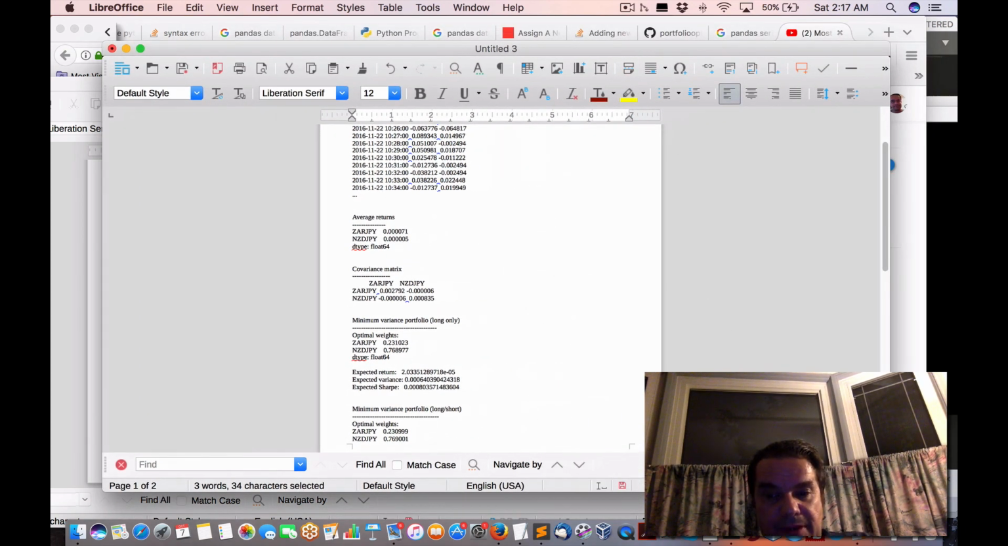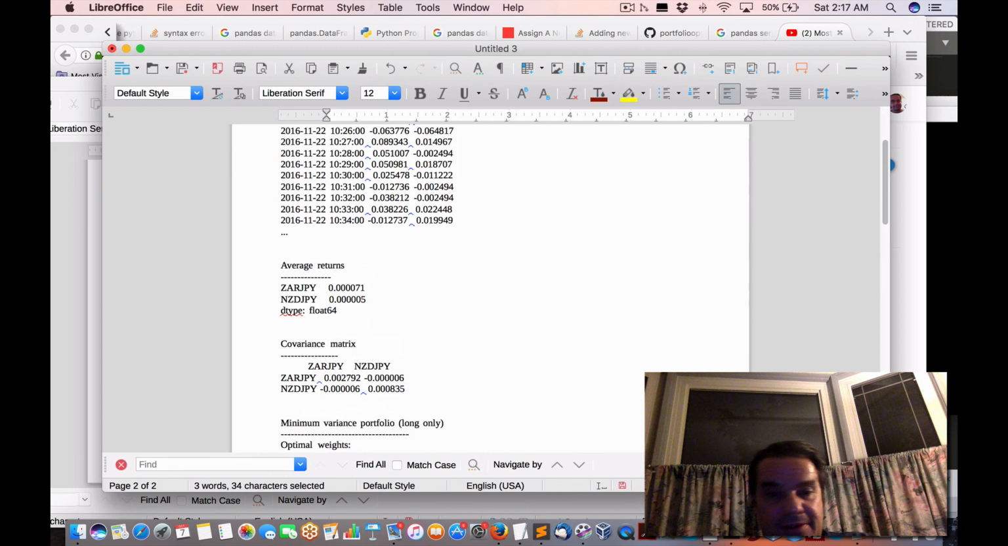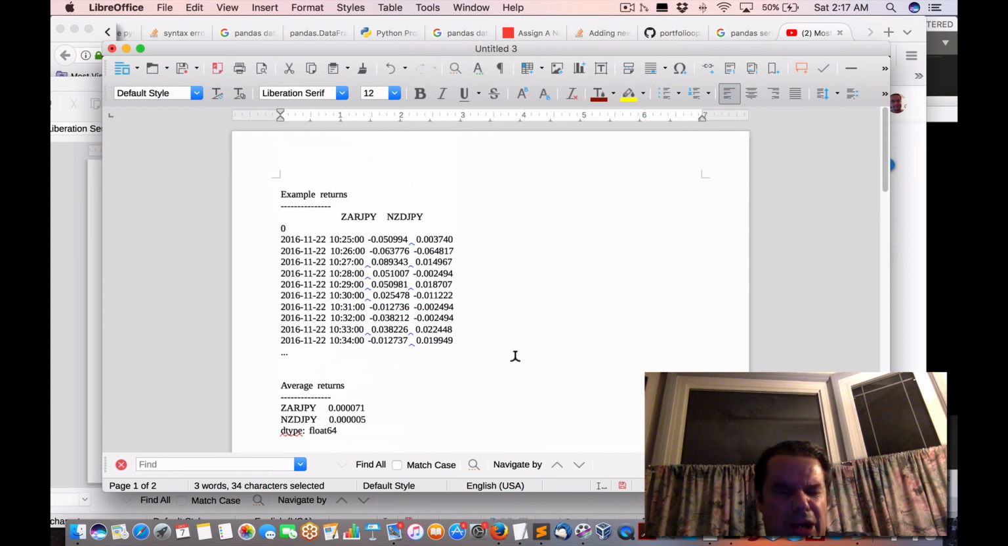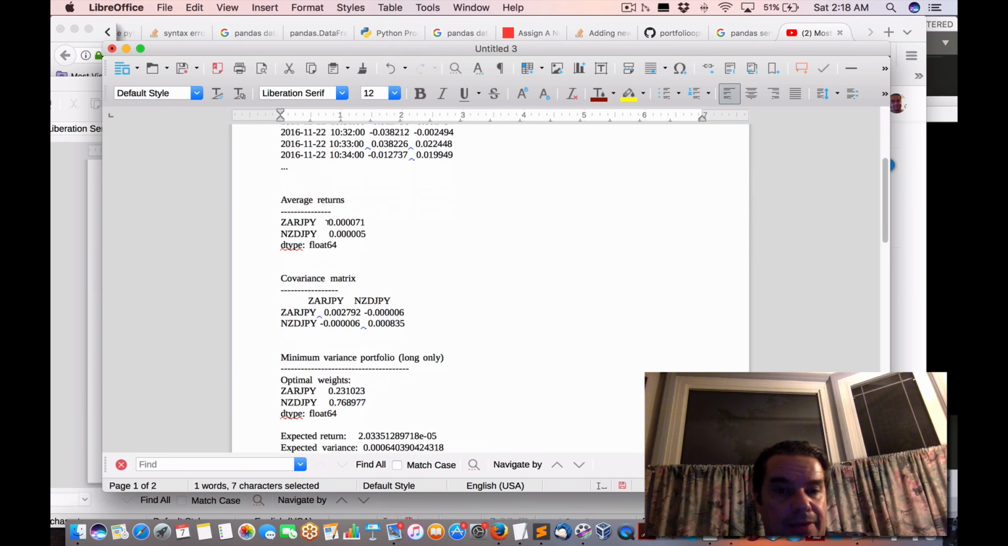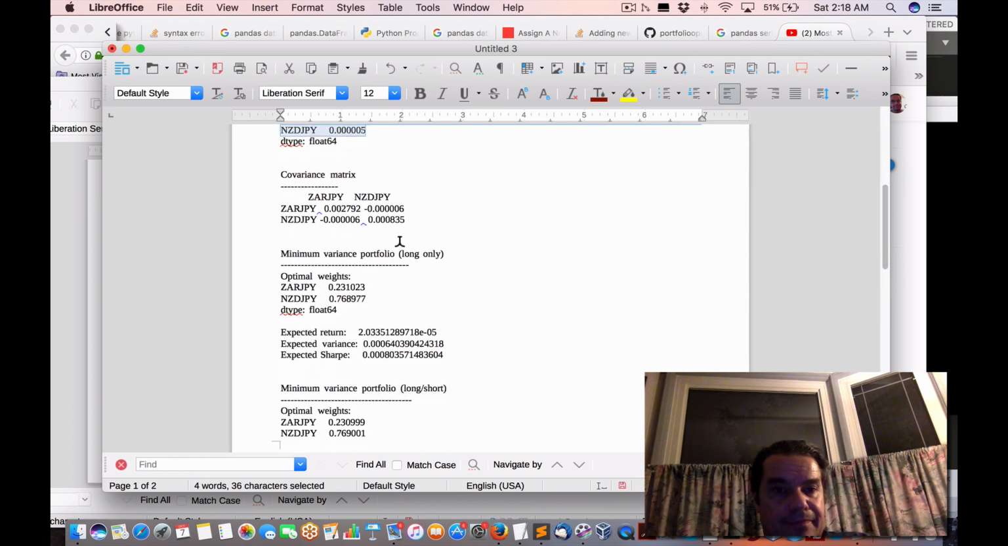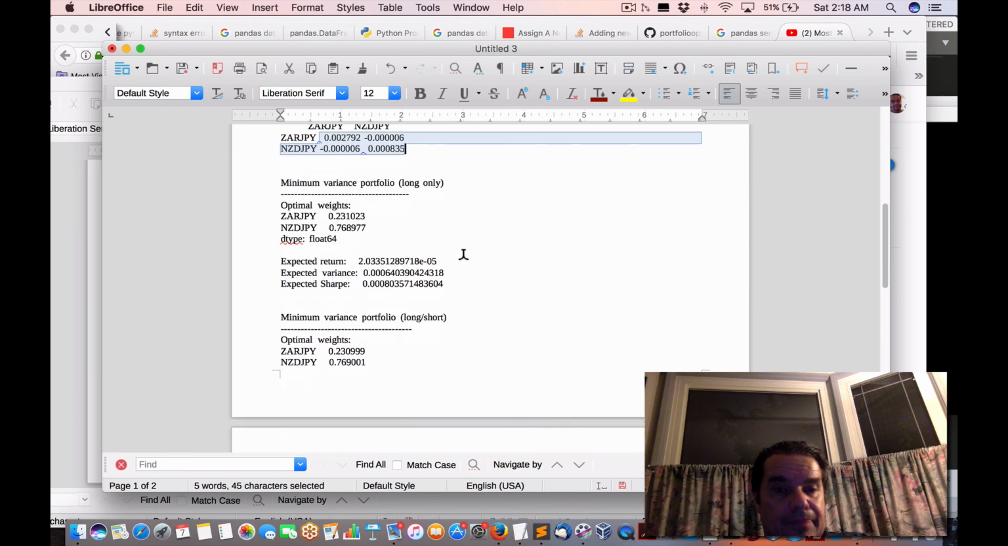So this might be, if we were to trade this, a good combination to go with, where we have the Rand against the Japanese yen and the New Zealand dollar against the Japanese yen. Because when you look at the expected returns, just barely they're positive. So here's our covariance. Okay.